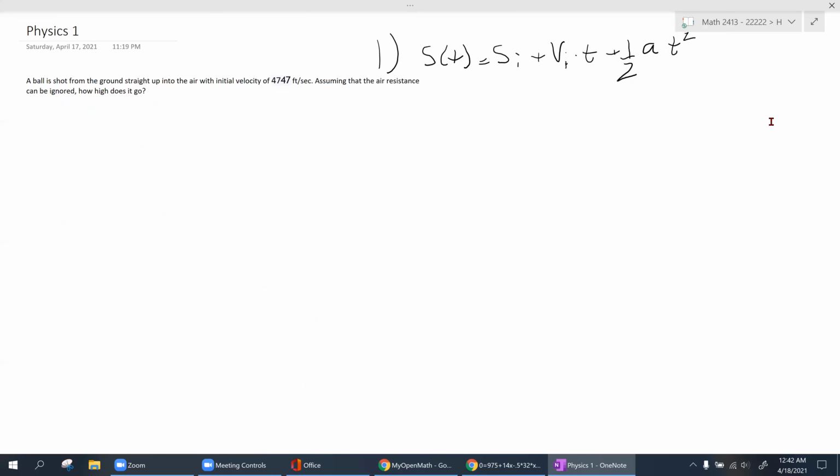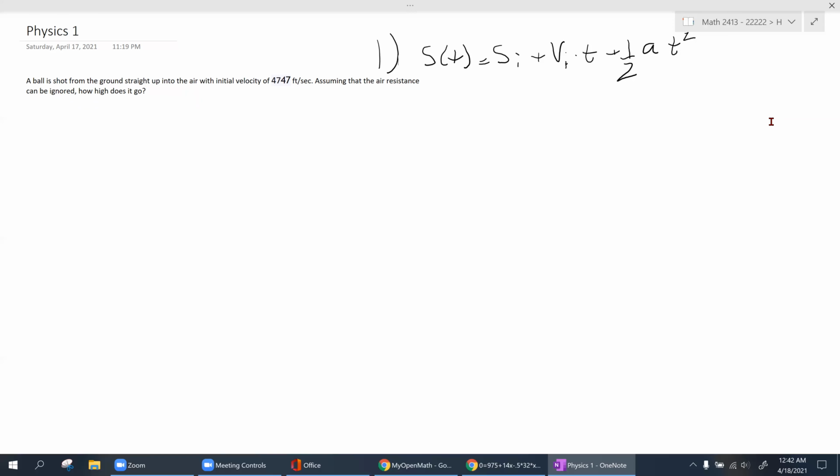We're going to go ahead and be dealing with some physics problems. A few of you that are in this class do have to take university physics. What we're about to go over here is something you cover in University Physics 1. So let's go ahead and get started. You are told that a ball is shot from the ground straight up into the air with an initial velocity of 47 feet per second.